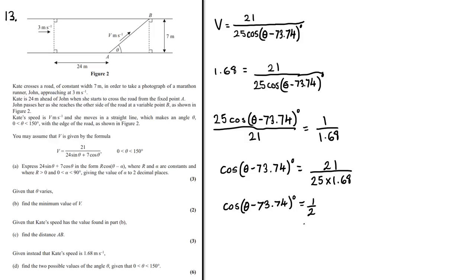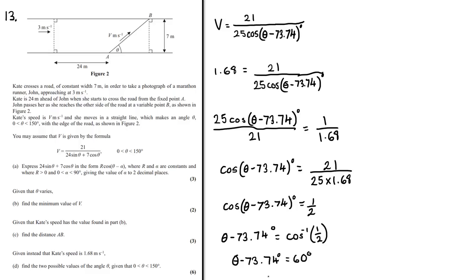Okay, and that's really nice here now, because what I can do then is take cosine inverse of both sides. So I get theta minus 73.74 degrees is equal to cosine inverse of a half. And cosine inverse of a half is 60 degrees. So I've got theta minus 73.74 degrees is equal to 60 degrees. And what we'll also have here is a second solution.